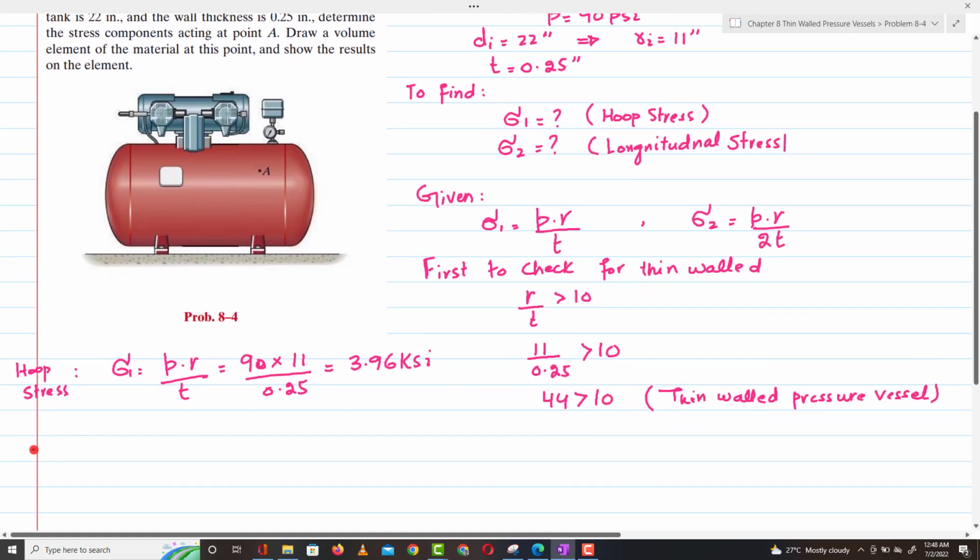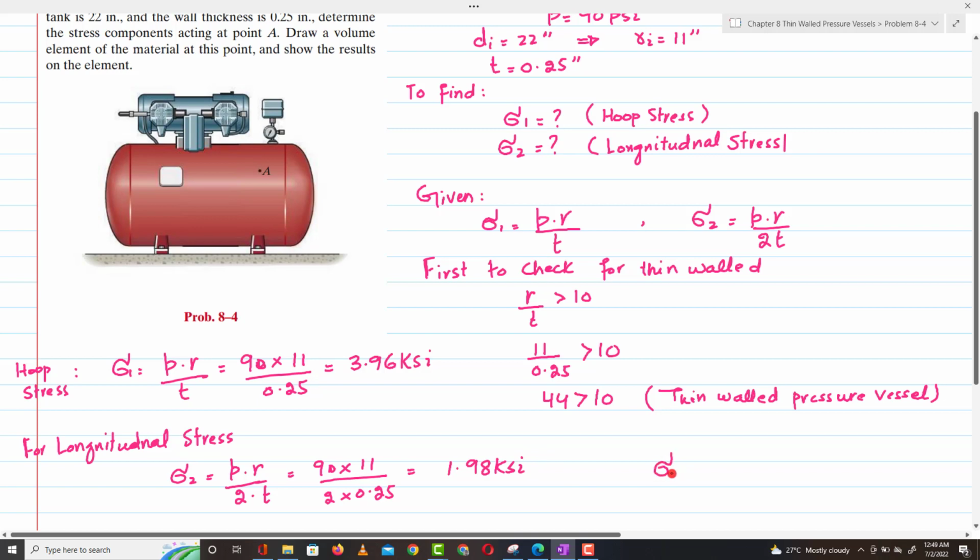Okay, for longitudinal stress, we have the formula sigma 2 is equal to P into R divided by 2 into T. So you have all the values. P is 90 psi, our inner radius is 11 inch, 2 multiplied by thickness is 0.25 inch. So when you calculate it, it will be 1.98 KSI.